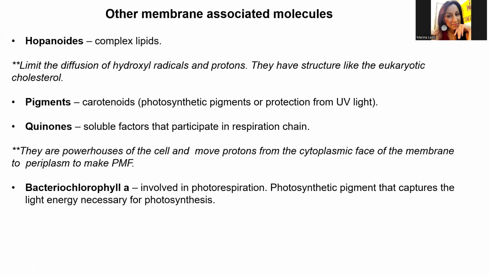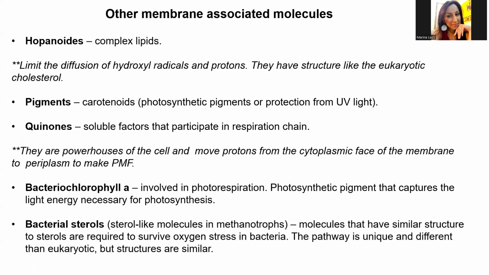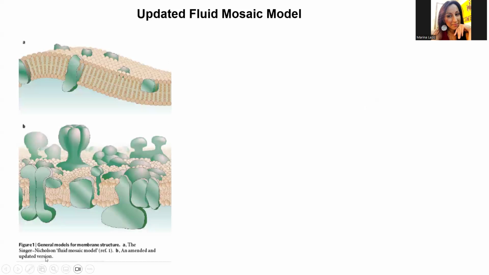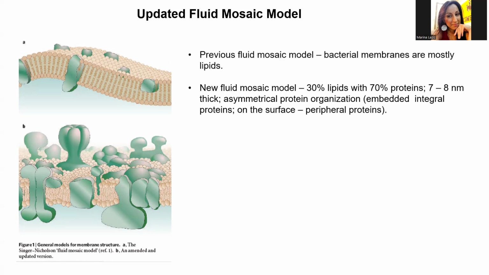Sterols are a big deal, especially in methanotrophs. They have a similar structure to our sterols, and they are required to survive oxygen stress in bacteria. That's why we have this updated fluid mosaic model. In my time, it was believed that the cell membrane is made mostly of lipids. Nowadays, we know that lipids are only 30% of the cell membrane. It's actually 70% proteins. And again, the isoprenoid archaeal cell membrane is thicker because it has isoprene compounds.